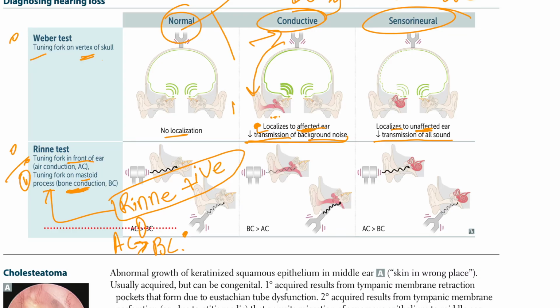So now let's talk about what's going to happen in conductive and what's going to happen in sensorineural hearing loss. In conductive hearing loss, what we are going to get with the Rinne test is that the bone conduction is greater than the air conduction. And in sensorineural hearing loss, of course, it's going to be simply positive, which is totally normal. Look, air conduction is greater than bone conduction, even though we are dealing with sensorineural hearing loss.